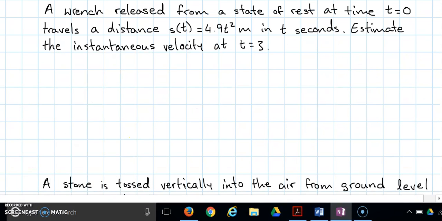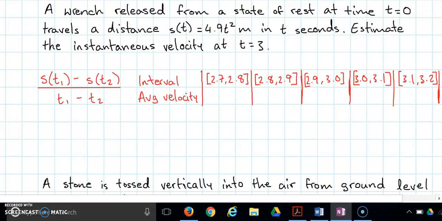So our first example is a wrench released from a state of rest at time t equals 0 travels a distance s of t equal to 4.9 t squared meters in t seconds. Estimate the instantaneous velocity at t equal to 3. The first step of this question is to pick small intervals from before t was equal to 3 and from after t was equal to 3.